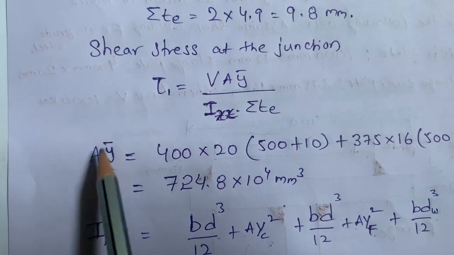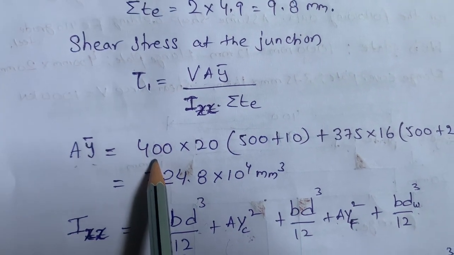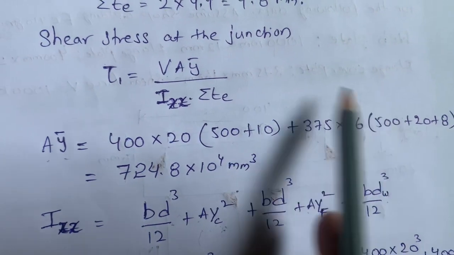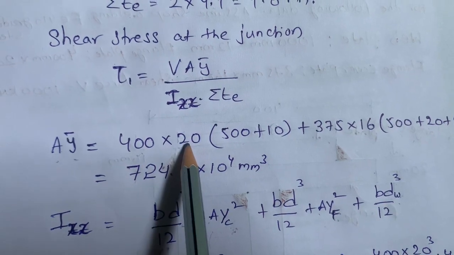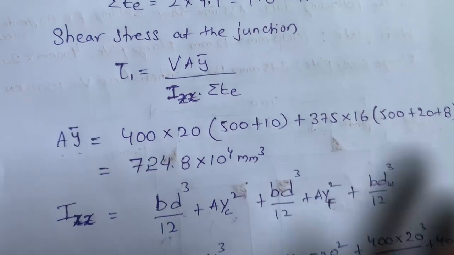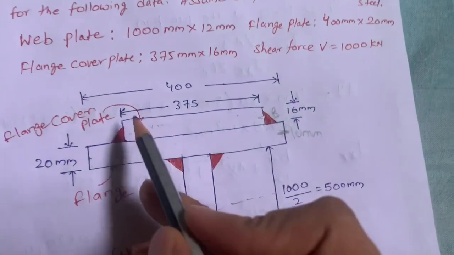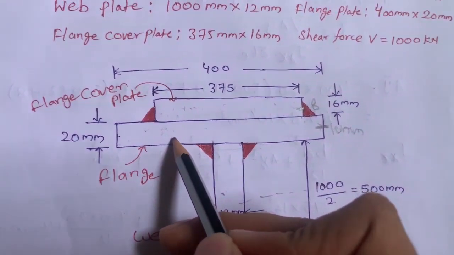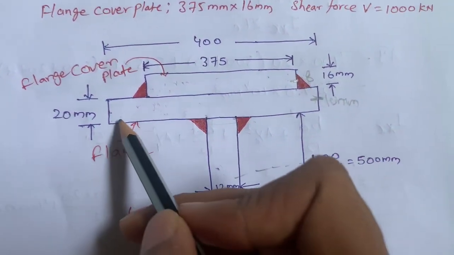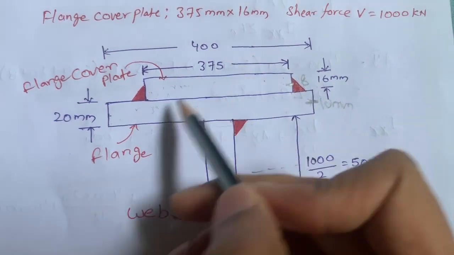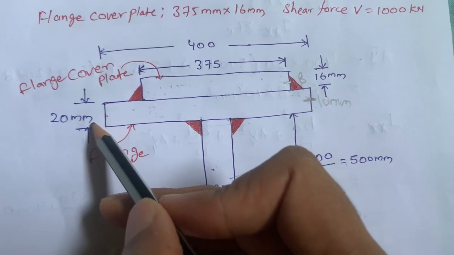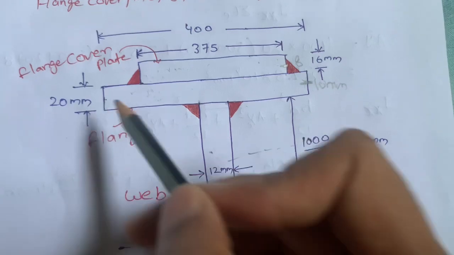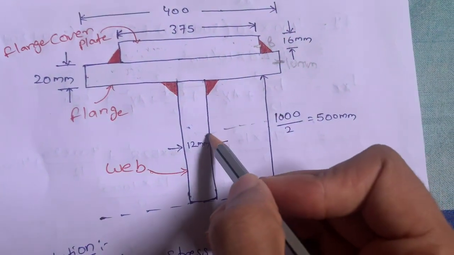A is the area of the flange plate. I am taking 2 plates, so the area is 400 into 20, L into B. For this plate I am calculating A into Y bar. A means area, L into B. L is 400, we know that. B is this value, so L into B is 400 into 20, and after that Y bar. Y bar means 500 for this plate.